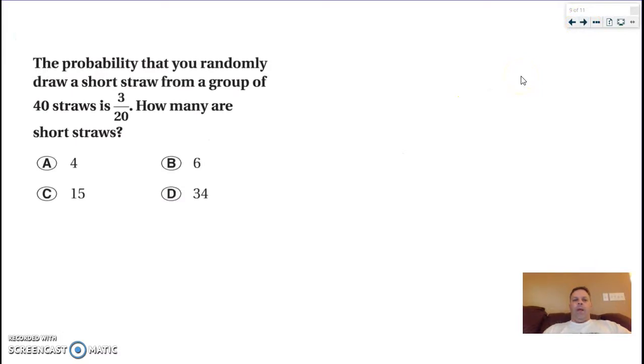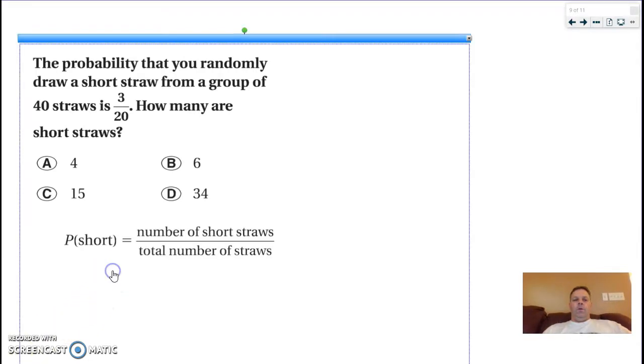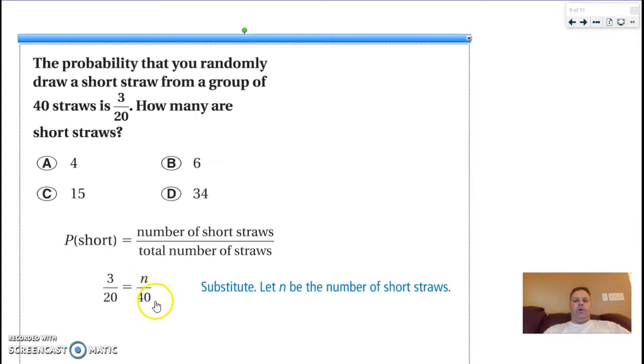The probability that you randomly draw a short straw from a group of 40 straws is 3/20. How many are short straws? Please pause the video and ask students to see if they can solve this one. Hopefully, we know that the number of short straws divided by the number of total straws equals the probability. 3/20 is our probability. We want to know how many straws out of 40 there are.